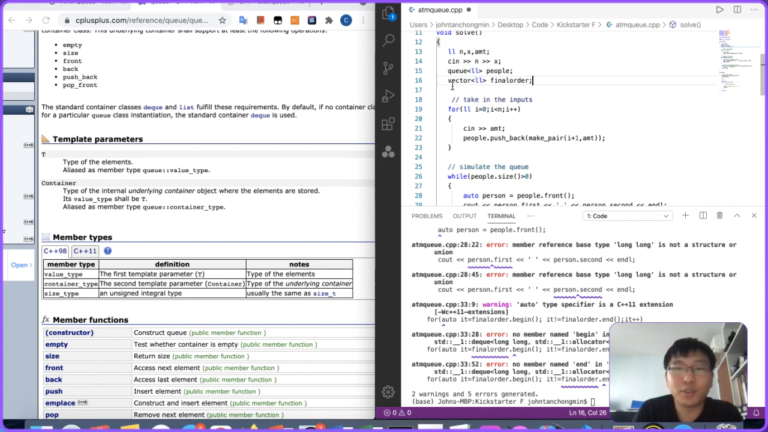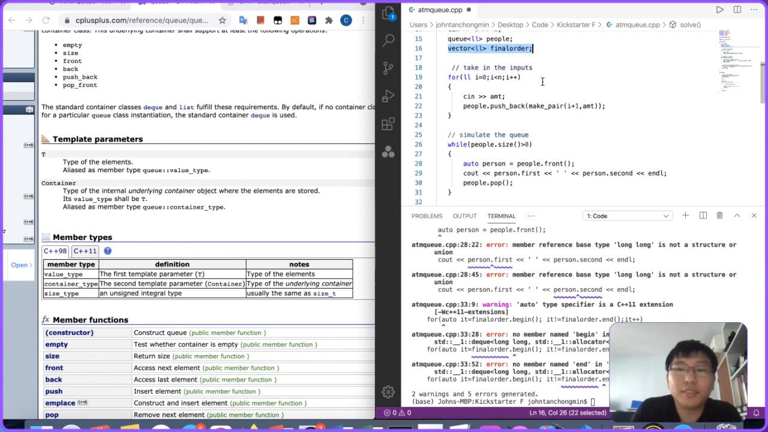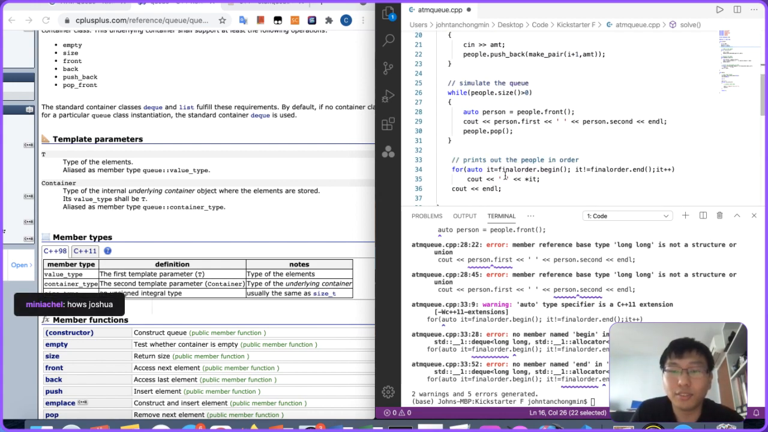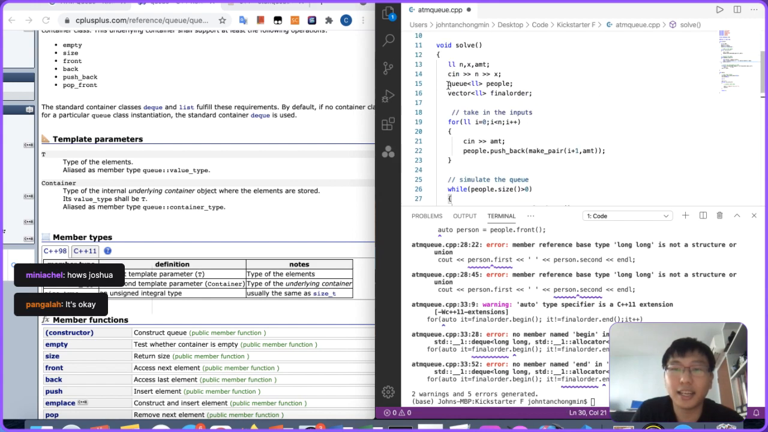Anyway, let me try to solve this first. So I do have to look through my inputs for the order. If I use this final order as a vector, I can then iterate through, because the queue function for C++ doesn't allow iteration.